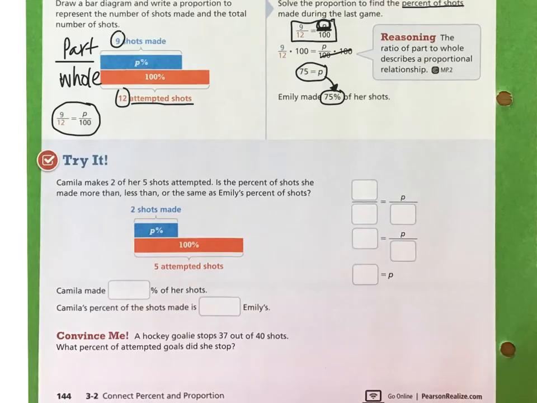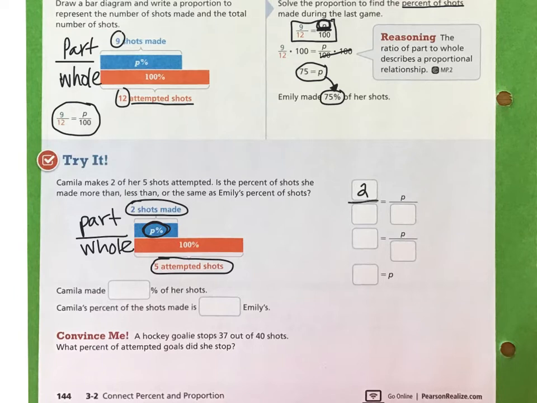Next, let's look at the try it question. Camila makes 2 of her 5 shots attempted. Is the percent of shots she made more than, less than, or the same as Emily's percent of shots? So Camila made 2 of her 5 shots. So 2 shots were made out of 5 shots attempted. We're looking for that percent number again out of 100. So her part to whole ratio is 2 to 5. And that percent number always goes over 100.